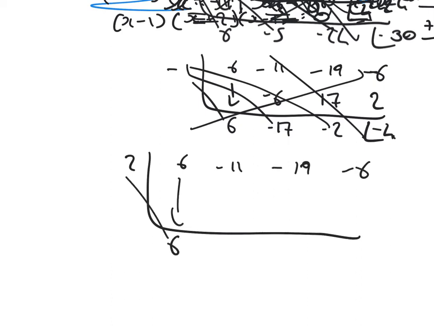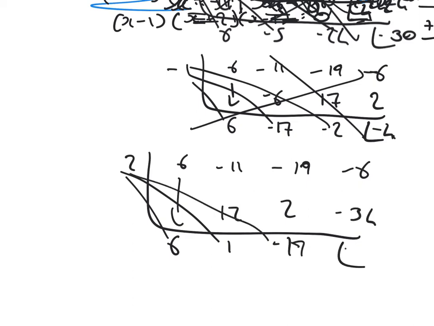Drop the 6 down. 6 times 2 is 12. 12 minus 11 is 1. 1 times 2 is 2. 2 minus 19 is minus 17. Minus 17 times 2 is minus 34. Minus 34 minus 6 is minus 40. Okay, that didn't work, so let's try minus 2.